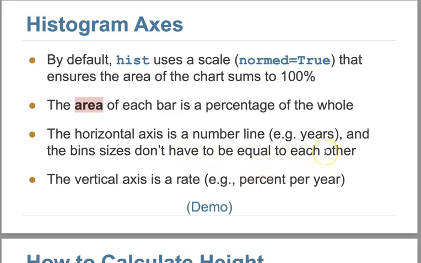In our three different examples, the first one has different bin sizes. Since we know years is the x-axis, the area will be the total percent. That makes the vertical axis a rate. In other words, it's percent per year.